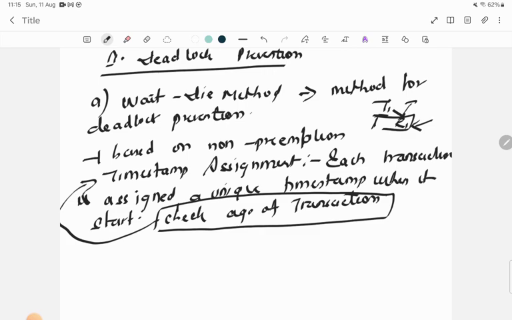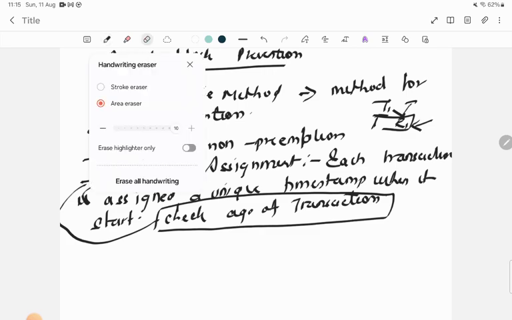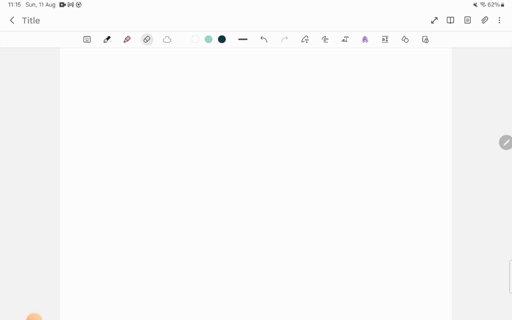Okay, and the second thing that we are going to use in this wait-die method is conflict resolution.